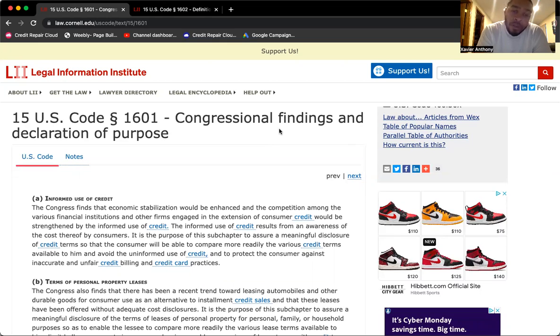It is the purpose of this subchapter to assure meaningful disclosure of credit terms so that the consumer will be able to compare more readily the various credit terms available to him and avoid the uninformed use of credit, and to protect the consumer against inaccurate and unfair credit billing and credit card practices.